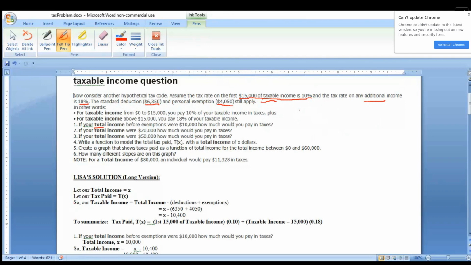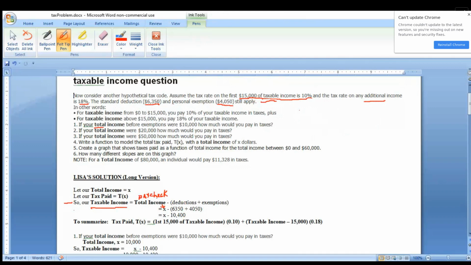I kind of made a definition down here. I'm just going to skip down to it real quick. Your taxable income is your total income, like your paycheck. Probably don't get a paycheck anymore, but it might be digital. But your total income is your paycheck minus the deductions and exemptions. That's what your taxable income is. And they're wanting us to call our total income X. So total income is X.